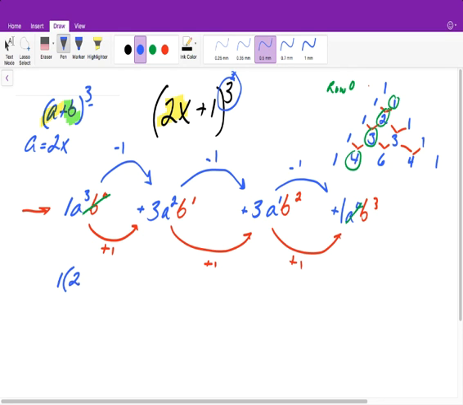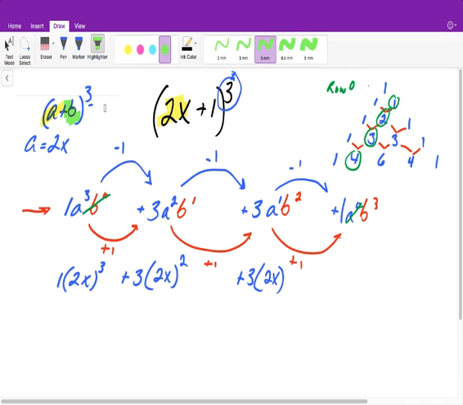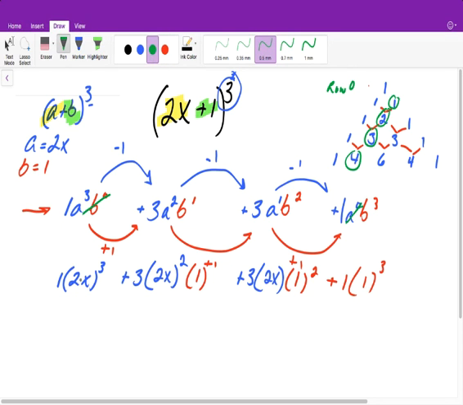So it'll be 1 times 2x to the third power plus 3 times 2x squared plus 3 times 2x. And then our second term was b, and our second term here is plus 1. So that means that b is equal to 1. So everywhere I see a b, which b to the 0 I don't have to write, here we have times 1. Here we have times 1 squared, and here we have plus 1 times 1 cubed. Now this is everything substituted in for the formula that we generated. Now we just go ahead and do all the math.